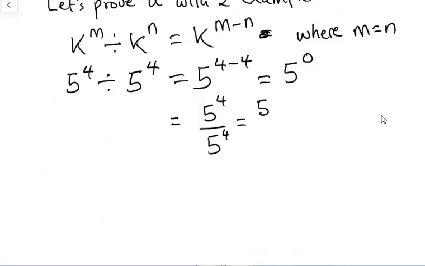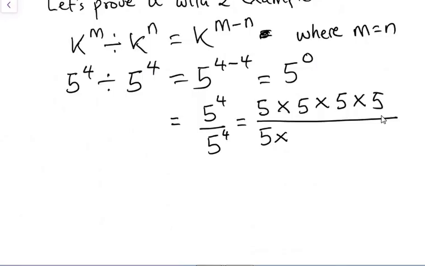And we can say 5 times 5 times 5 times 5. That is 5 in 4 places. And we do the same thing here. 5 times 5 times 5 times 5. That is 5 also in 4 places. So now, we know the rule, cancel it out. 5 here is 1, and 5 here is 1, and 5 here is 1, 5 here is 1.